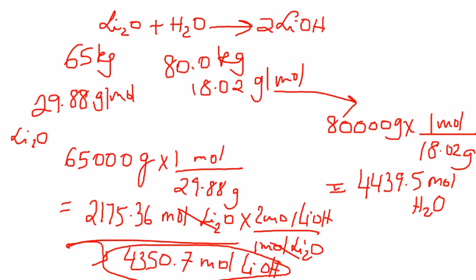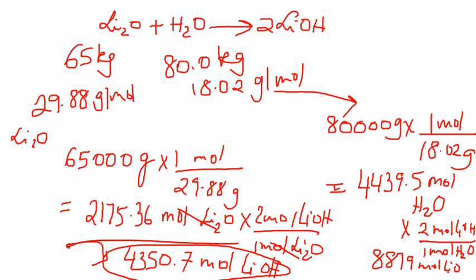Okay, likewise, when you do that for water, when you multiply that by 2 to get the moles of lithium hydroxide, you're going to get essentially 88. So 4439.5 times 2 comes out to be 8879. Hopefully you can see, as we have seen previously, that you are getting fewer moles using lithium oxide, and so your limiting reagent is going to be lithium oxide in this case.